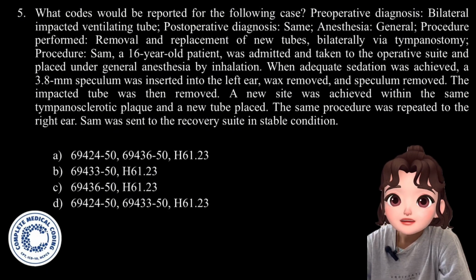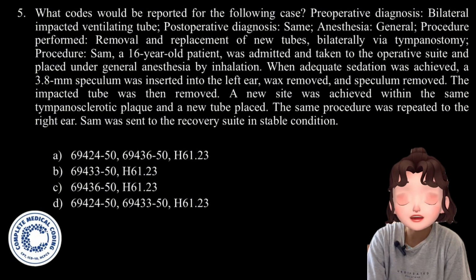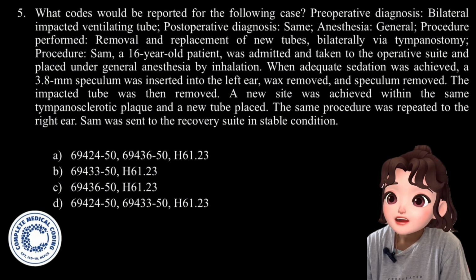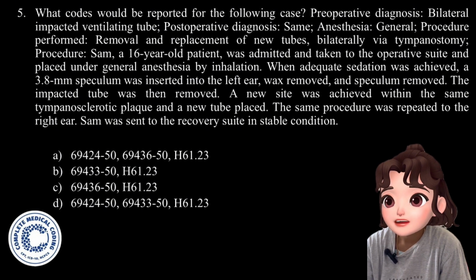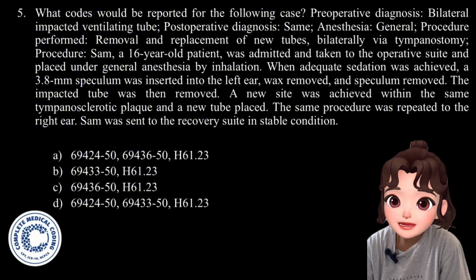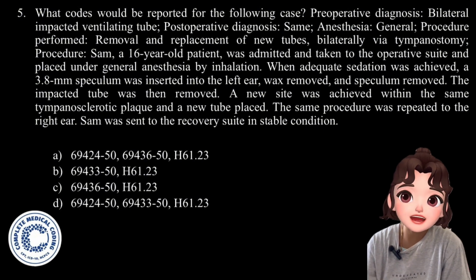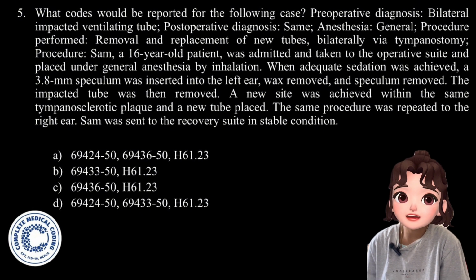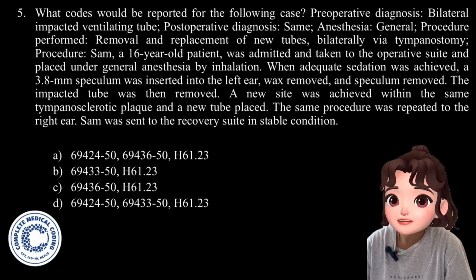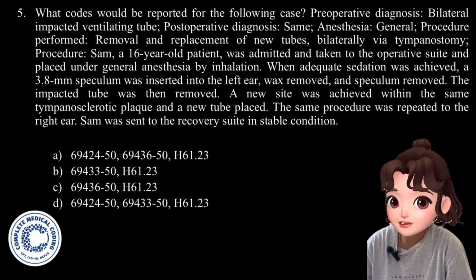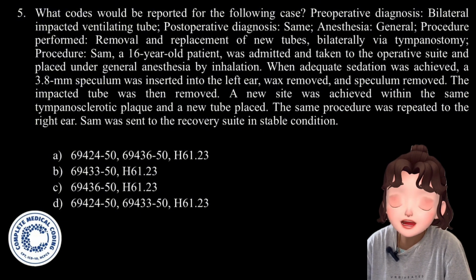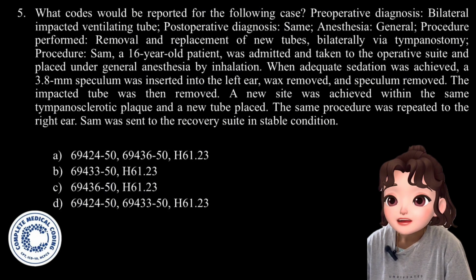So let's move to the options. Here also the same procedure was carried out, tympanostomy. Initially it was carried out on the left ear, the wax removed, and then the same procedure was carried out on the right ear. Anyway, moving directly to the options. What is the first CPT code? If you check the ICD code, it's 61.23. It's the same ICD code in all four options. I'll come back to that later. Let's first find out the correct CPT code.